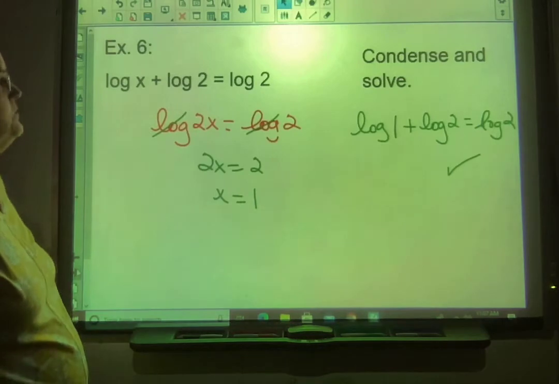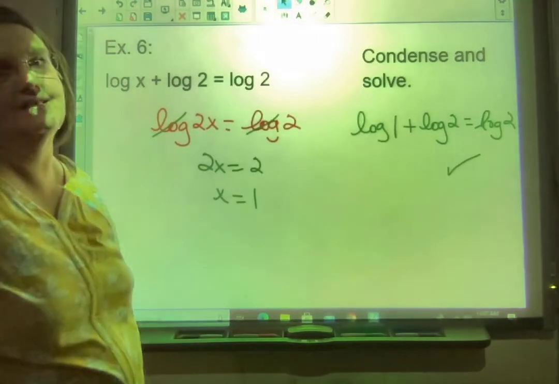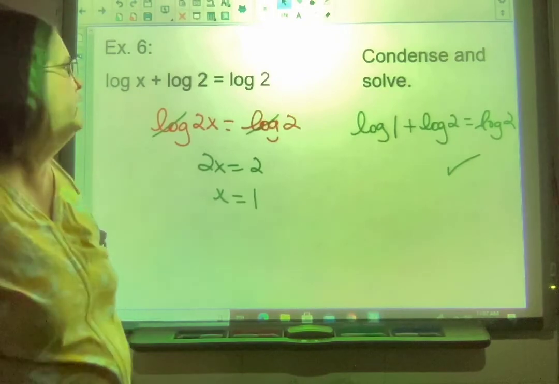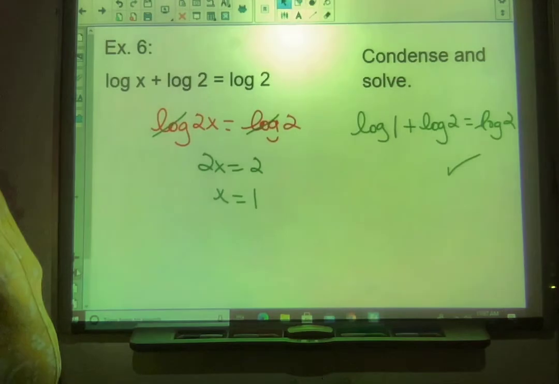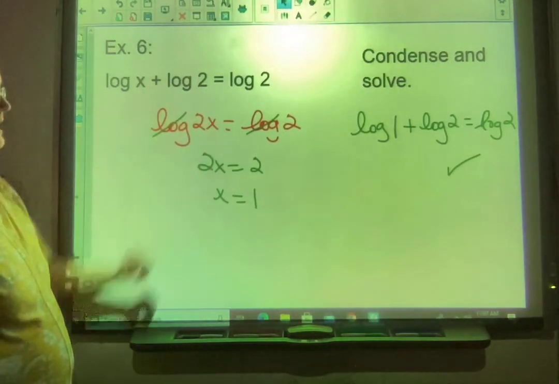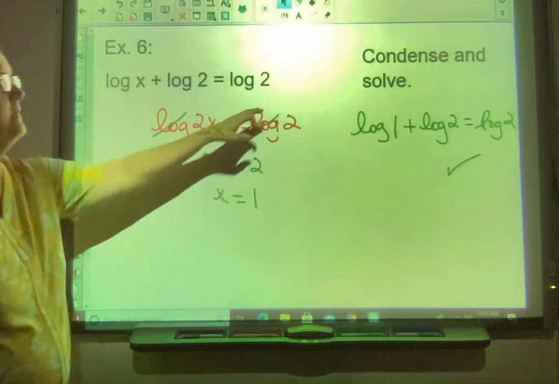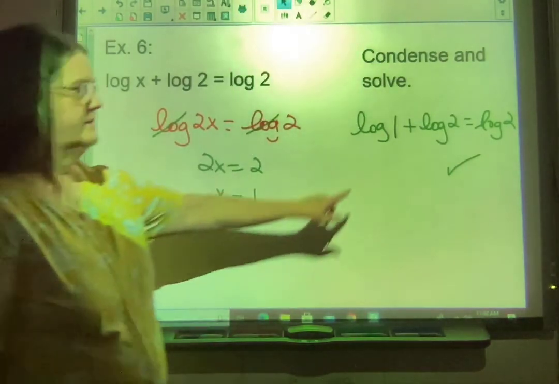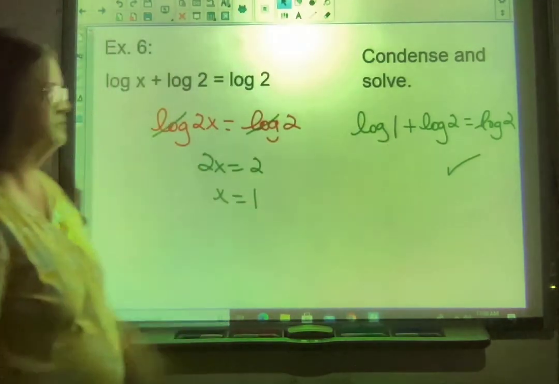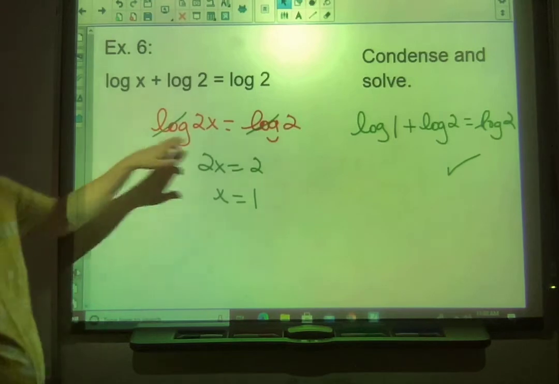Now, sometimes you see this, where we have a log all the way across. When that happens, we condense. We had a lesson on condensing the other day. When there's a plus sign, that means they're being multiplied. So I'm taking 2 times x and writing it here. I've got log 2x equals log 2. Then I'm dropping the log from both sides, and I get 2x equals 2. That gives me x equals 1, and there's the check over there. But I just condensed it and then dropped the log from both sides.